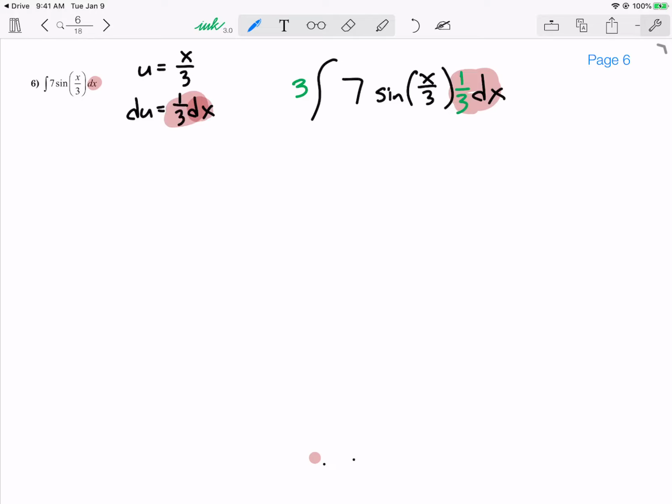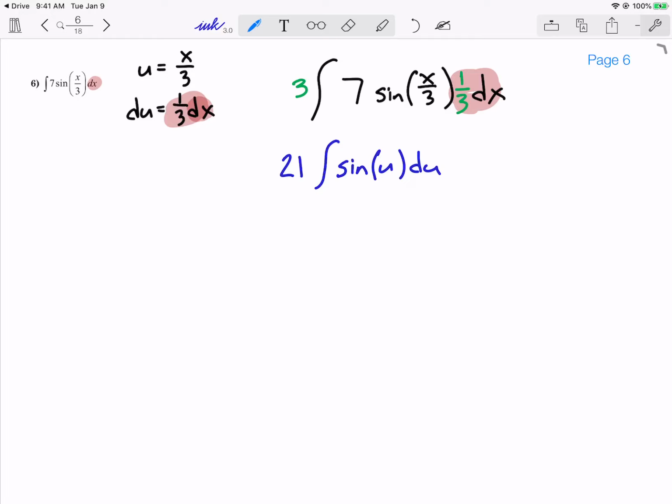So I pull the 3 out just because it's a constant. I can put it in the front. So everything I've added in green did not change the original problem, but it allows me to see what I'm going to replace. So now I'm ready to replace. I've got 3 times 7 is 21. I'm just going to pull all that out. Integral sine of u du. So again, I pulled everything out that was a constant. I had to add the 1/3 by multiplying by 3 over 3. The 1/3 dx gets replaced with du.